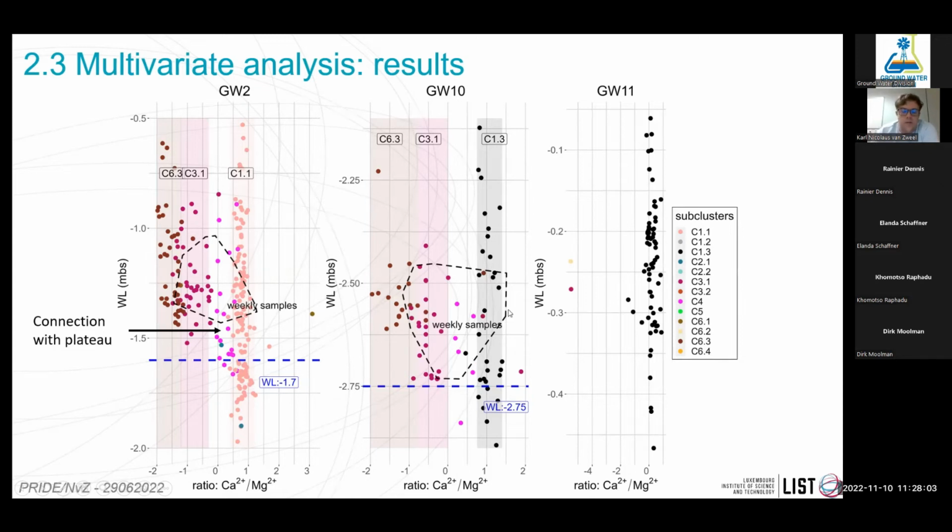So this more or less validated that our classifier did a good job at separating the water signals that we observed in the sampling, and then we could start trying to model with these clusters, right?